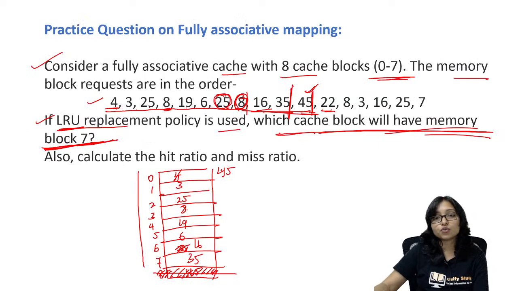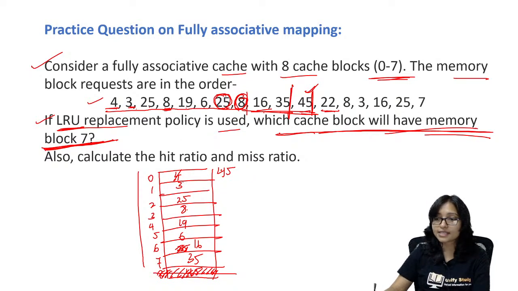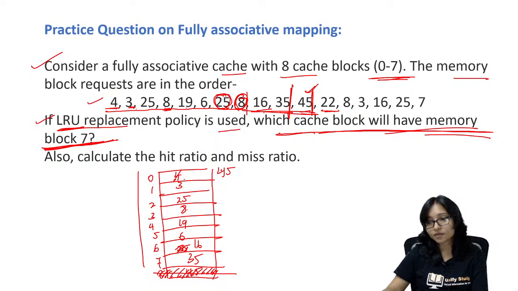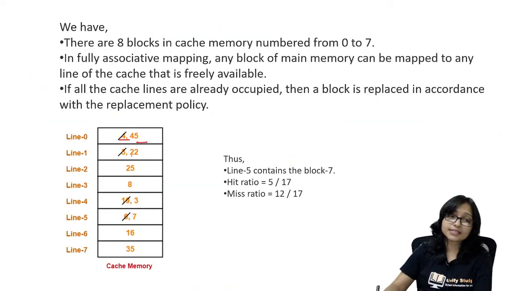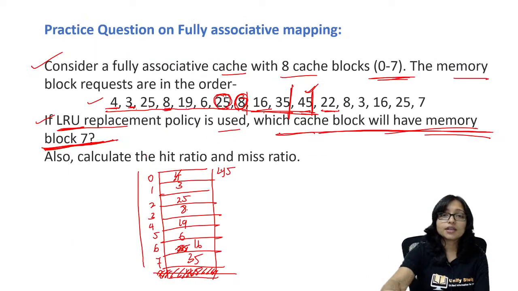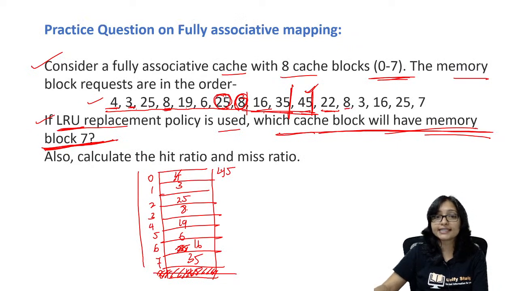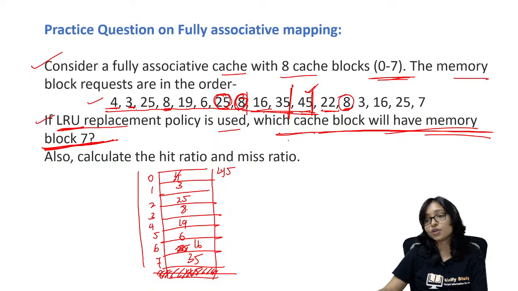Now, 22. Next one is 22. Which one will be replaced now? Definitely 3 is not used. So, that's why I can replace the 3, right? Same way, we will replace it here with 22. Now, next one is 8. Now, 8, it is a hit again. No need to do anything. It is a hit again.